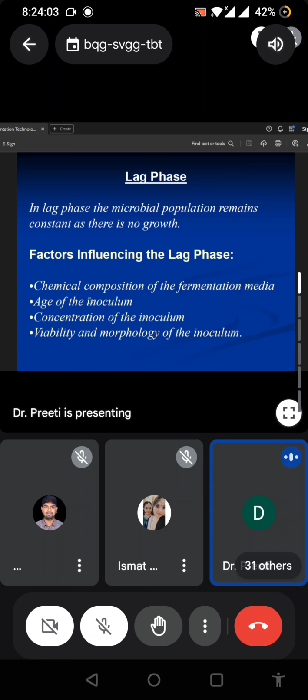So first is good nutrient. Your chemical composition is important. Media তে তুমি কোন type of nutrient দিচ্ছো that the bacteria is able to utilize. Pre-treatment করতে হলে media pre-treatment হচ্ছে কিনা, those things are important. Then comes age of the inoculum. Age of the inoculum is the type of cells you are introducing into the culture media.